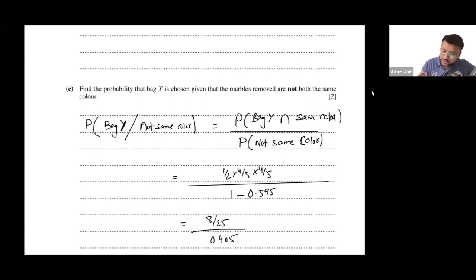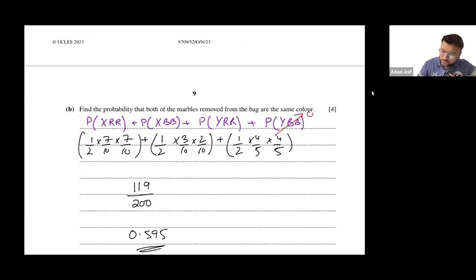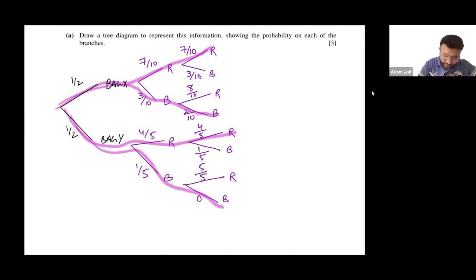Oh, sorry. It should be not the same color. Okay, please make a correction over here. It shouldn't be the same color. It should be a different color. Okay, my bad. So in the numerator, it should be a different color.